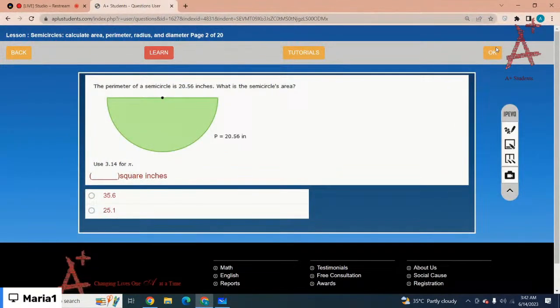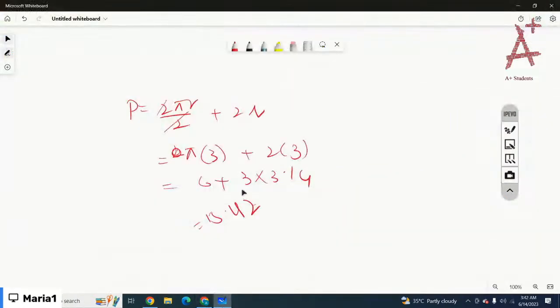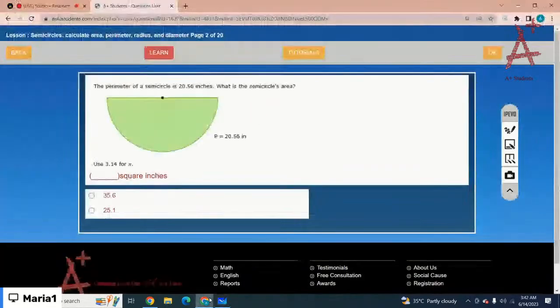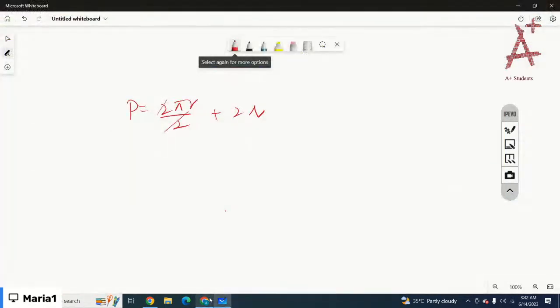Okay, the perimeter of the semicircle is 20.56. What is the semicircle's area? You are given the perimeter, you have to calculate the area. For the area, we need the radius. First of all, we have to calculate the radius. Here is the formula for the perimeter of a semicircle: 2 pi r divided by 2 plus 2r. You can cancel out the 2. The value of the perimeter is 20.56.